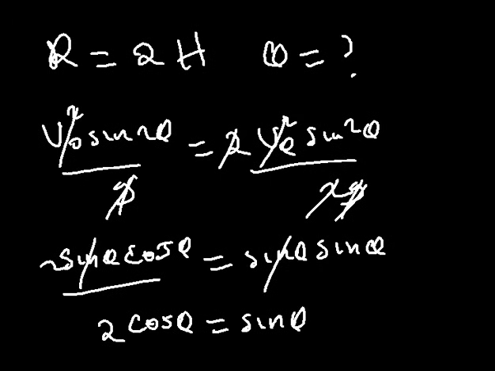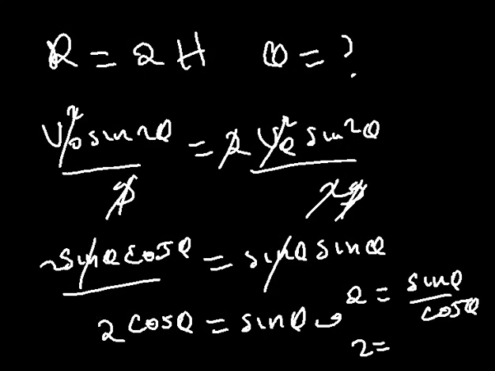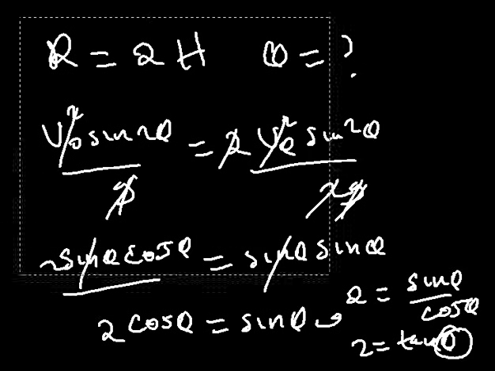What we should do is divide the two so that we have tan. For that, we divide both sides by cos. We have 2 is equal to sin theta over cos theta. That is, 2 is equal to tan theta. So you have tan theta, and you'll be able to find the value of the angle theta there.